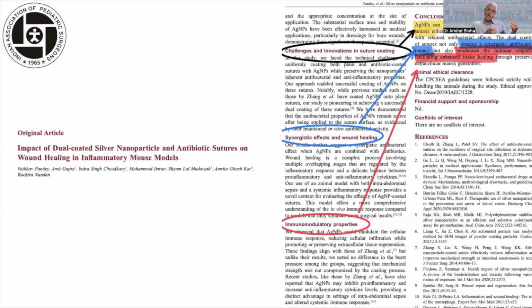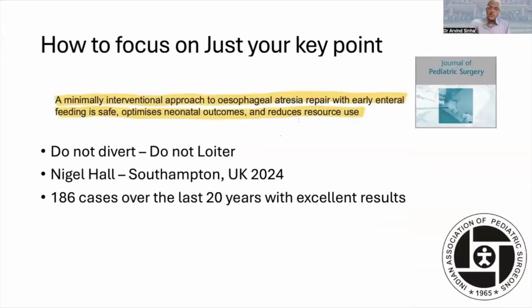So you develop your key points, and all these points should lead towards your three main points. There is no extraneous thing at all, right? No extraneous discussion at all. So how do you focus just on the key points? You should not divert yourself. You should not loiter around discussing other findings, right?